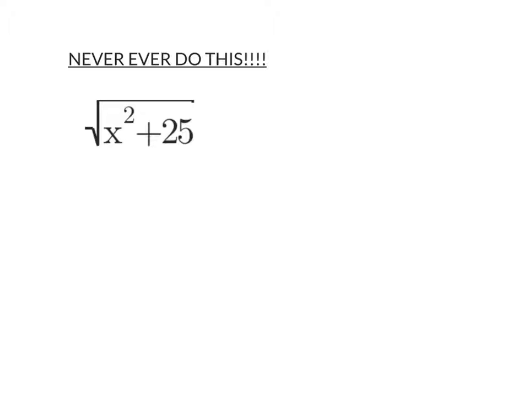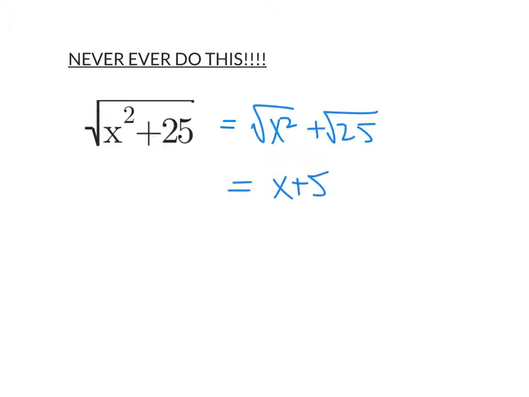Now, the most common mistake that I see happens with a problem like x squared plus 25 being the radicand of a square root. What you want to do is to say, oh, well, I know that I can take the square root of x squared, and I can take the square root of 25, and that means we're left with x plus 5.